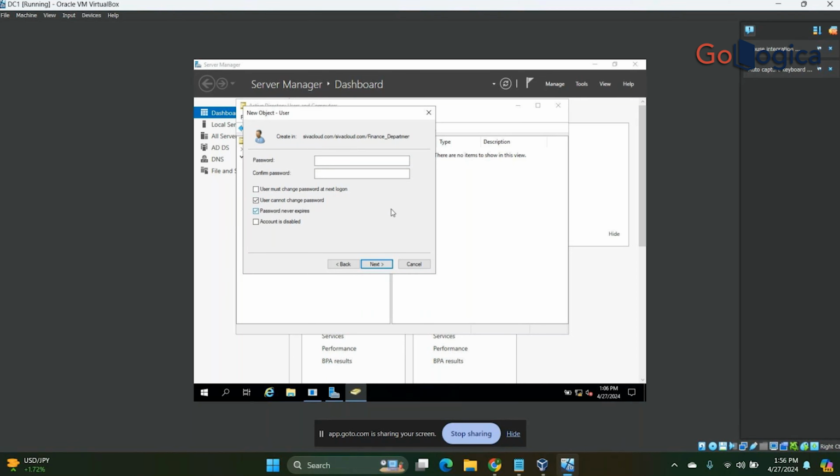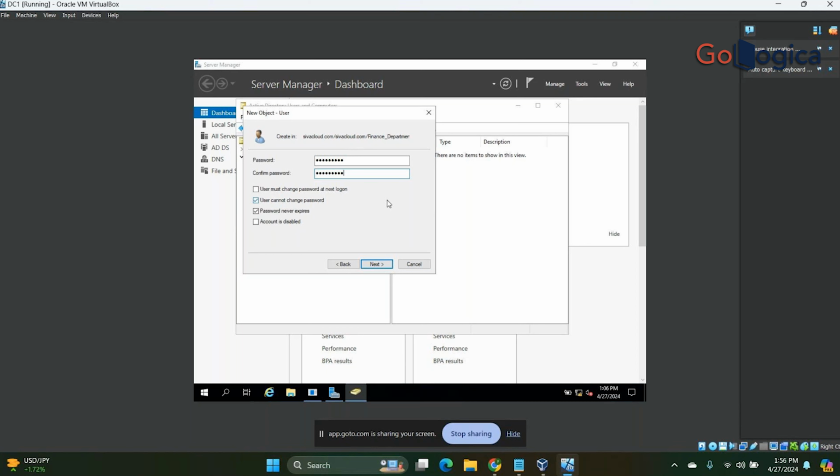You can create the password for this user also. And I will tell you, whether you are creating a password, you can create the same password for all your users. Okay, you can use the same password, so you don't forget what the password of this user is.